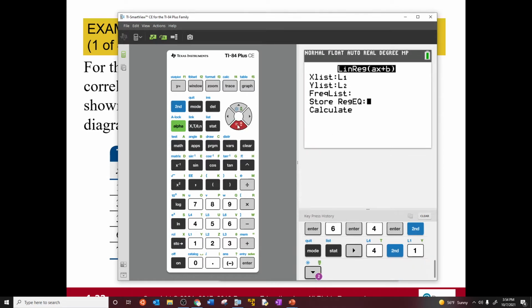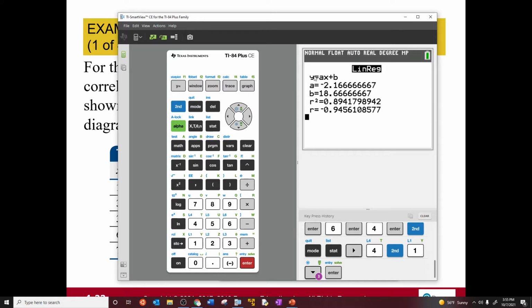We're not dealing with any frequency distributions. I'm not going to store my equation into a variable to graph it. We're not going to do that. Just hit calculate. And when you hit calculate, you get several things. You actually get the regression line, the equation of the regression line, which we're not talking about just yet. We get the R squared, and then we get the R.